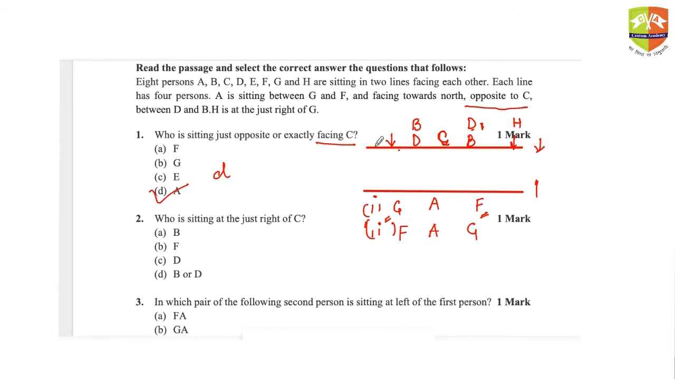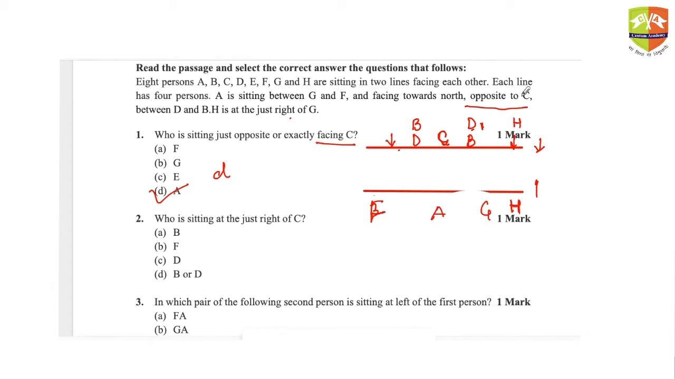H is just right of, once again, I'm just getting, once again, H is not here, H is somewhere here. So H is just on the right of G, so H would be here. So I'm just writing it down. So it would be like this. Once again, I misread this. So if H is on the right of G, H would be here. So my final answer on this side would be F A G H.